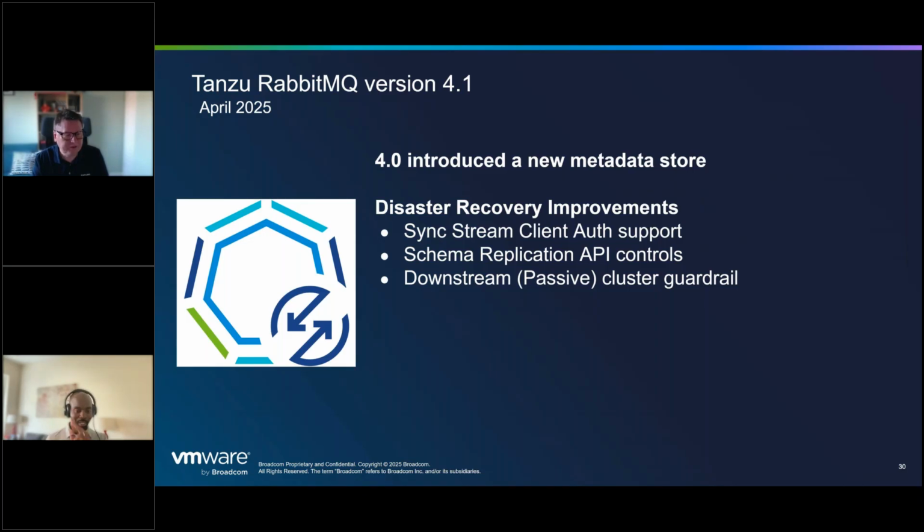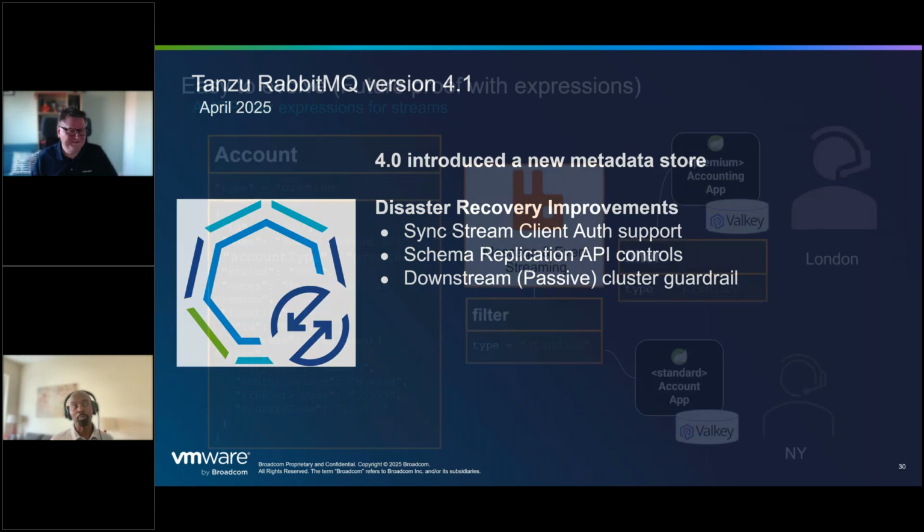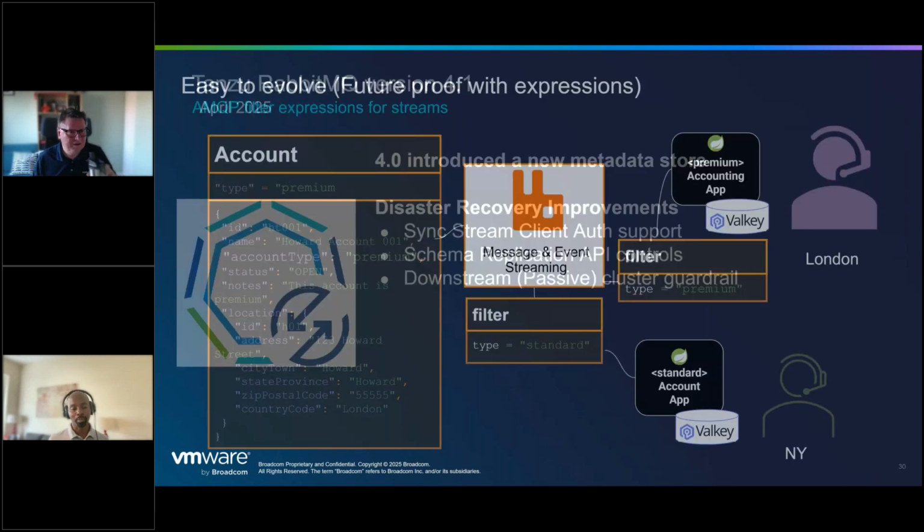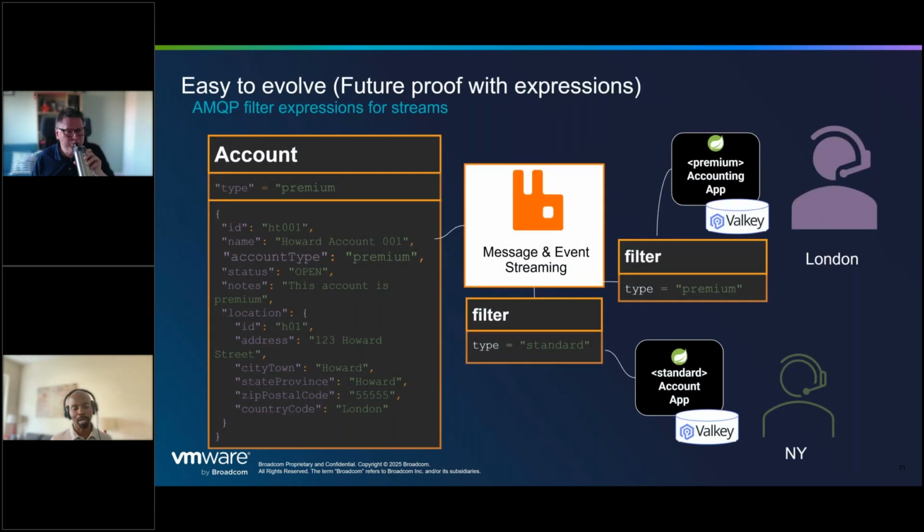But if you go to the next slide, this is really my favorite of all of the features of 4.1: the AMQP filtering using streams, right? Again, definitely my favorite new feature for 4.1.